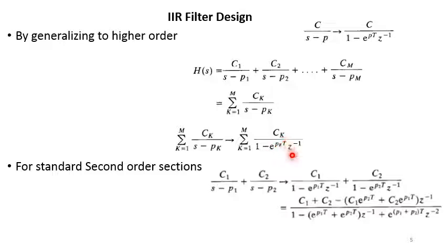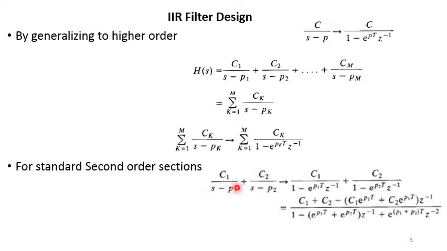So for example, if you have a second order section, you understand that while doing the structures, we represent the system function in different forms, such as in second order form, in the partial fraction form, and the factor form, and so on. So we there use the cascade form of the second order section.